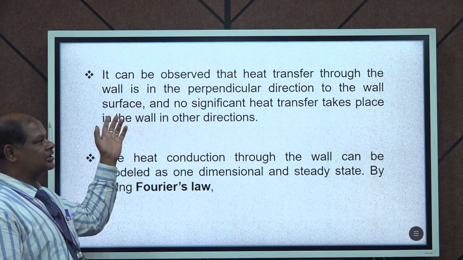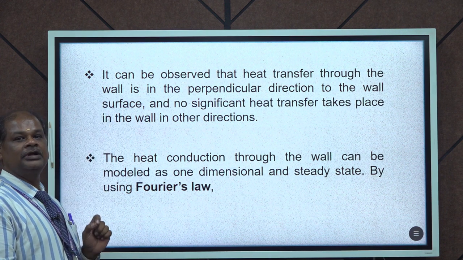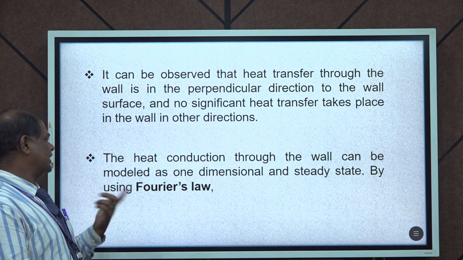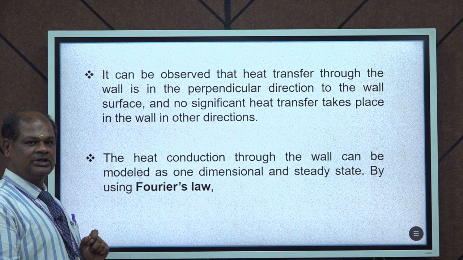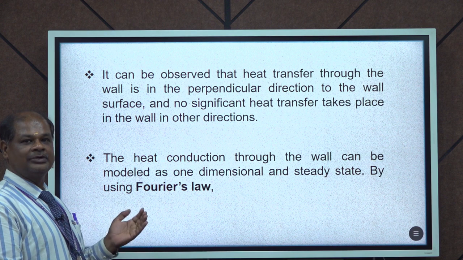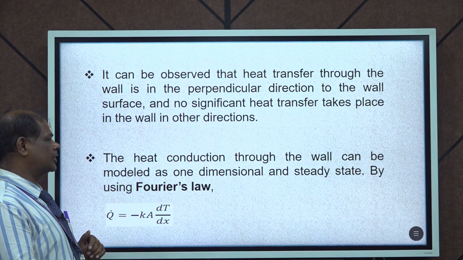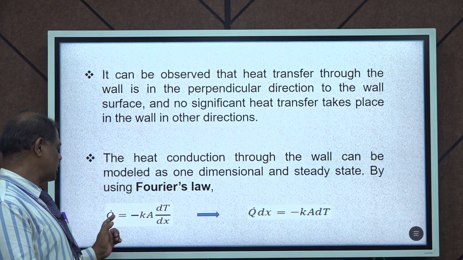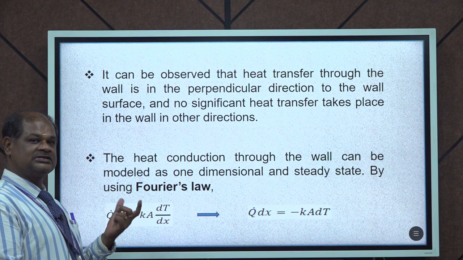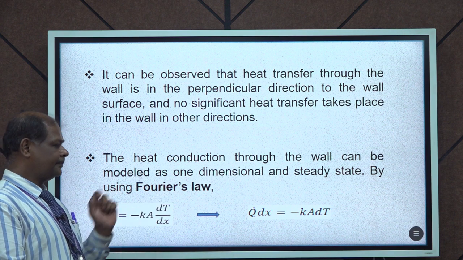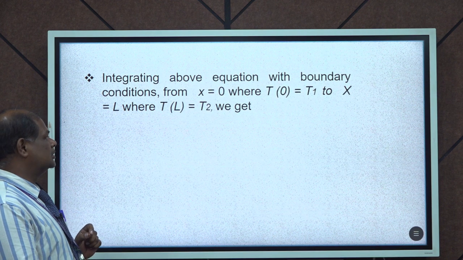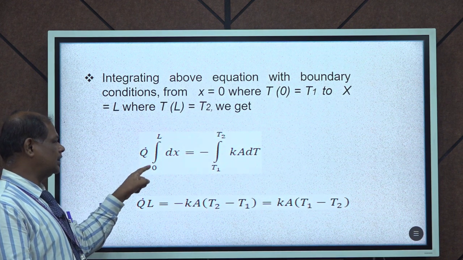It is observed that the heat transfer through the wall is in the perpendicular direction of the wall surfaces; there is no significant heat transfer in other directions. So based upon Fourier's law, the heat conduction through the plane wall can be modeled as one-dimensional steady state. We know that Q is equal to minus K A dT by dx. In the plane wall, the thickness is 0 to L, T1 is the inlet temperature and T2 is the outlet temperature. So we have to integrate.